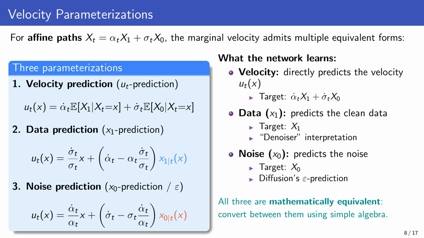All 3 parameterizations are mathematically equivalent. They lead to the same marginal velocity field, and you can convert between any 2 using simple algebra. The conversion table in the paper gives all the formulas. In practice, the choice of parameterization can affect training dynamics, and different applications favor different choices. Data prediction tends to work well in practice, which is one reason why Stable Diffusion 3 and FLUX use the x1 prediction parameterization.